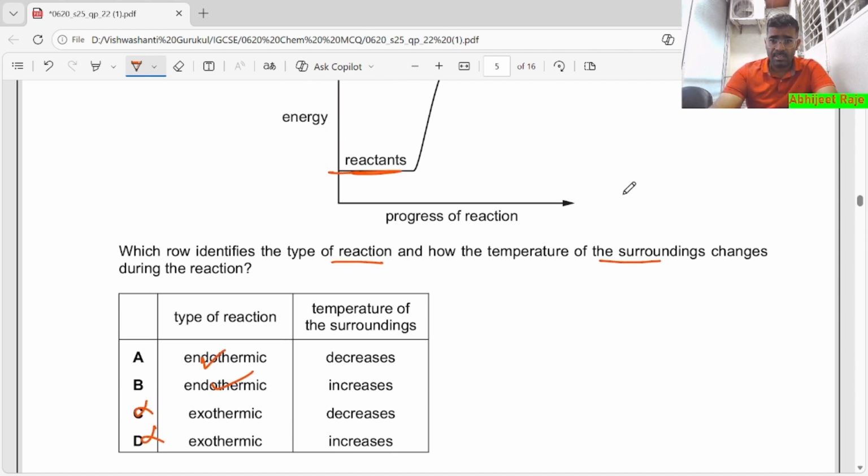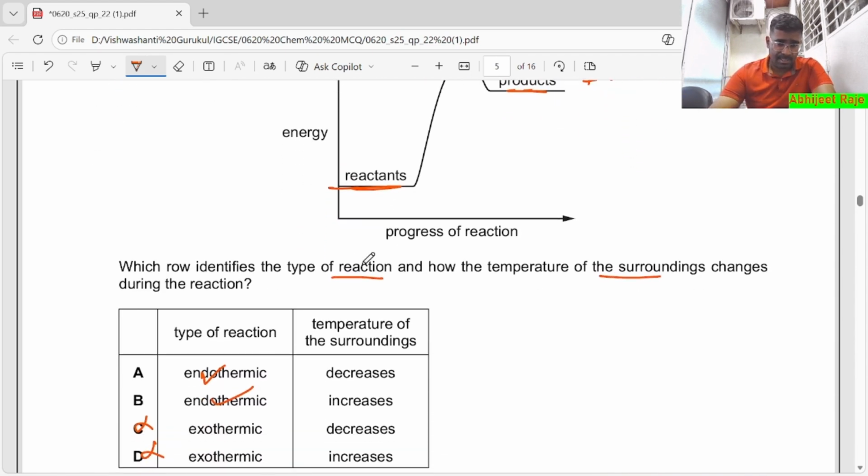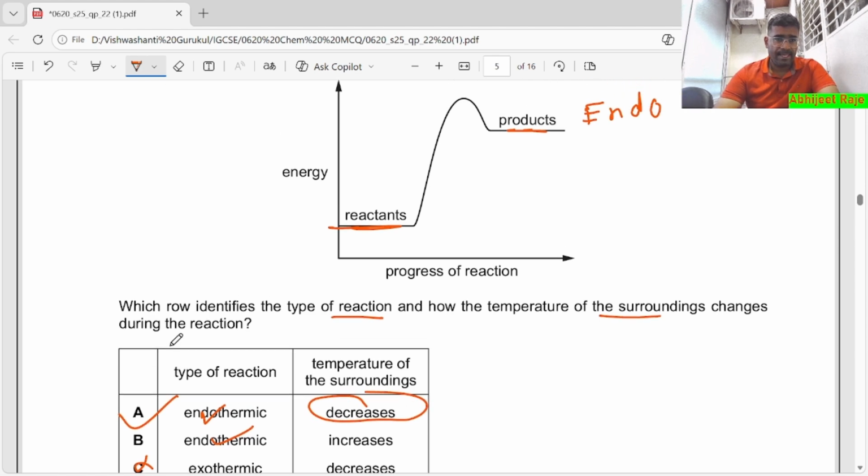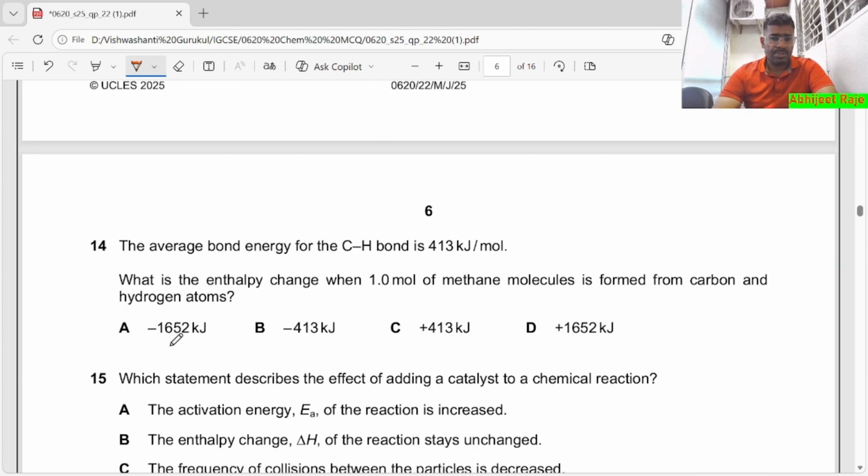So for endothermic, the temperature of the surrounding always decreases. So we can see here temperature decrease in the surrounding. So this is option number A, right? 13, option number A. Next, we can go to question number 14.